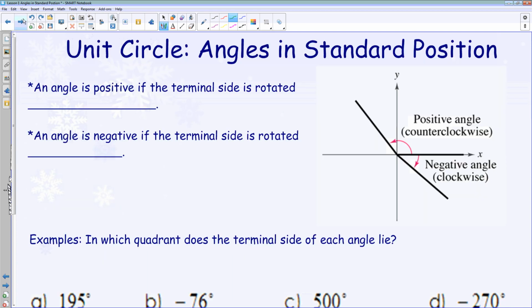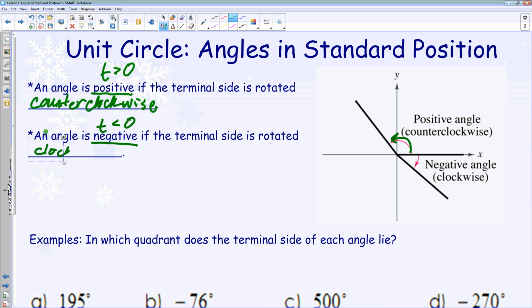An angle is positive, meaning t is greater than 0, if the terminal side is rotated counterclockwise. So think back to your geometry days when you talked about rotation. If you're going counterclockwise, that's against the clock. An angle is negative, or t is less than 0, if the terminal side is rotated clockwise.